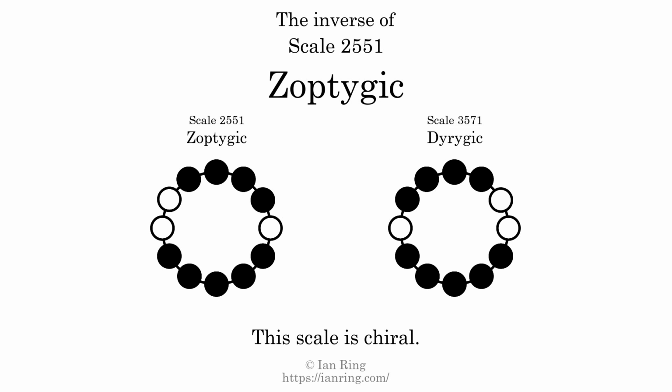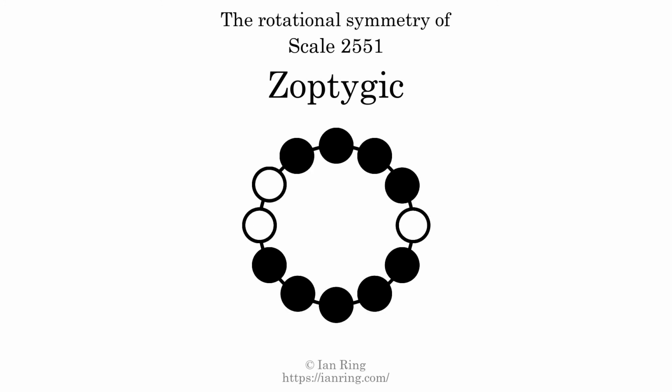The inverse of a scale is a mirror image. It is what you get when the sequence of intervals is reversed. The inverse of this scale is scale 3571, also known as Zoptygic. This scale is chiral. It cannot transform into its inverse by rotational transformation. This scale has no rotational symmetry.